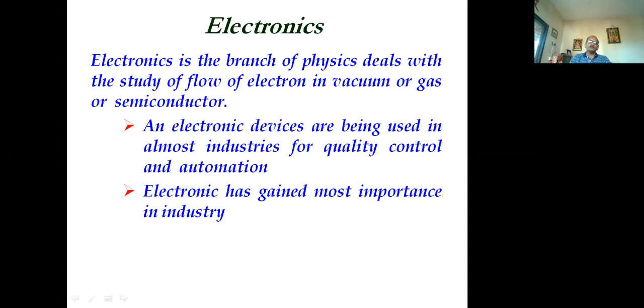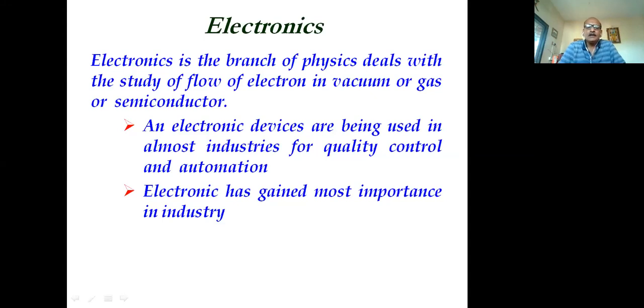We know that an electron in an atom revolves around the nucleus, and such an electron is bound to that atom. But when we consider the free electron, it can flow in a vacuum, in a gas, in a semiconductor or any metal. The flow of electrons through gas, vacuum or semiconductor is called electronics.